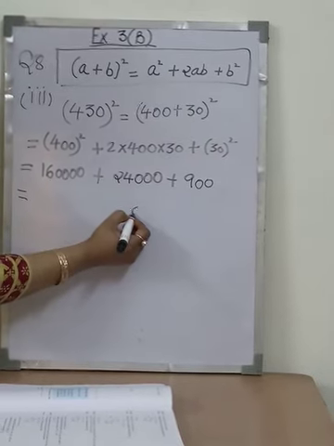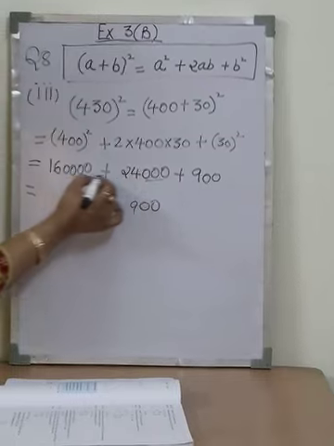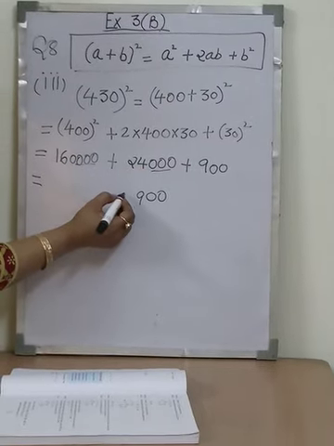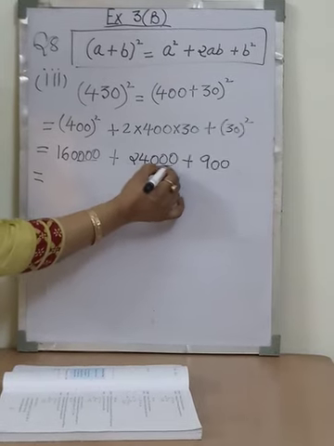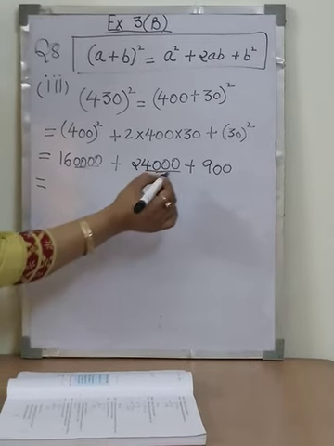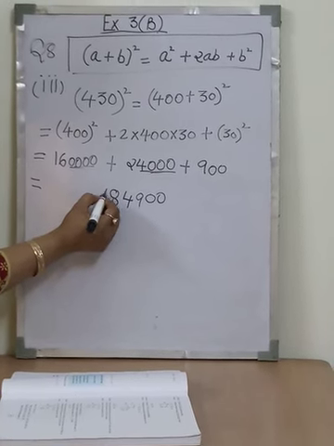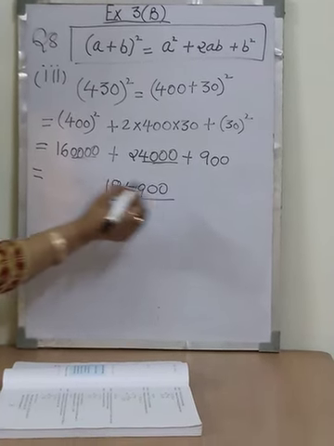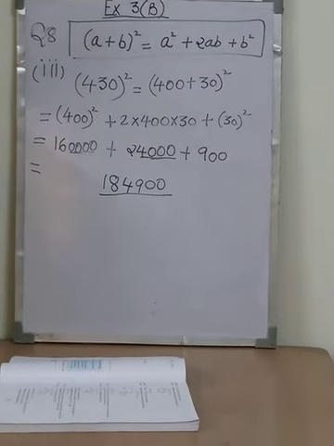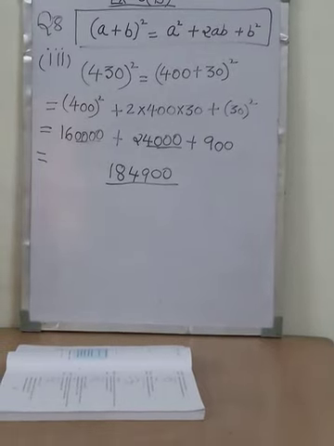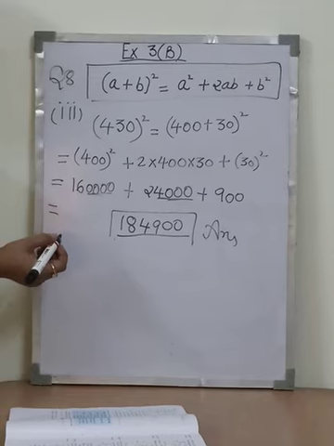So what you will get? 0, 0, 9. Then again we have 4. Okay. Then we have 6 and 2 is 8 and 1. So what is the answer? Square of 430 is 184,900. So this is the answer for the third one.